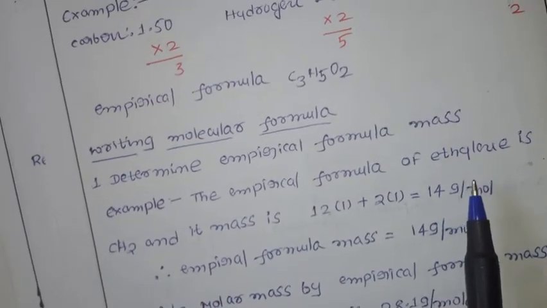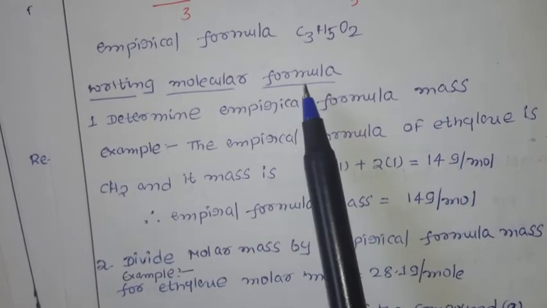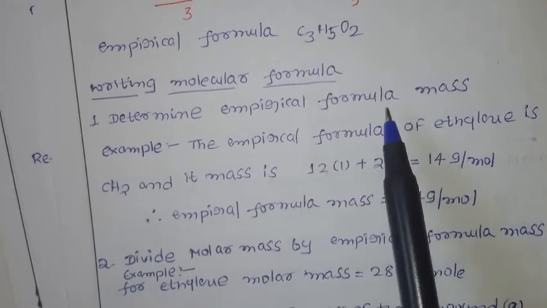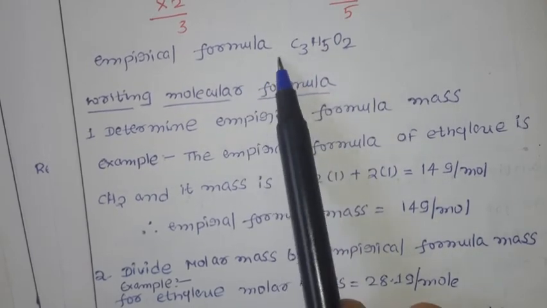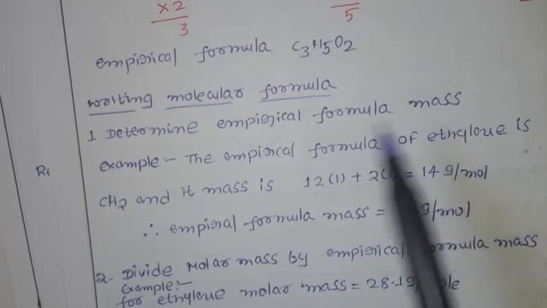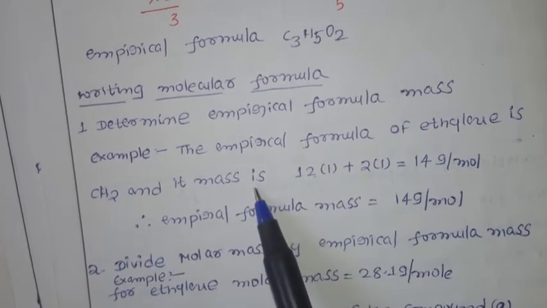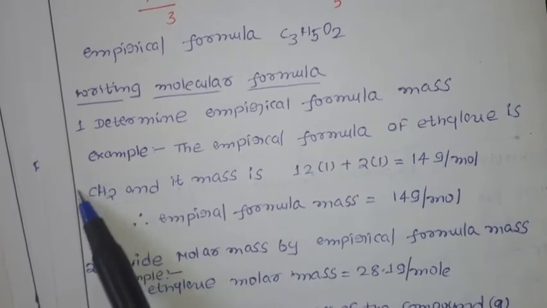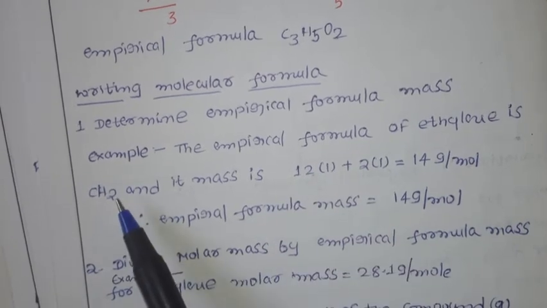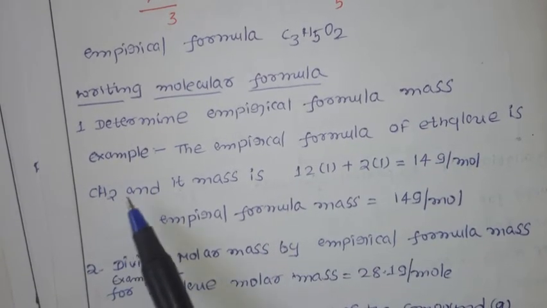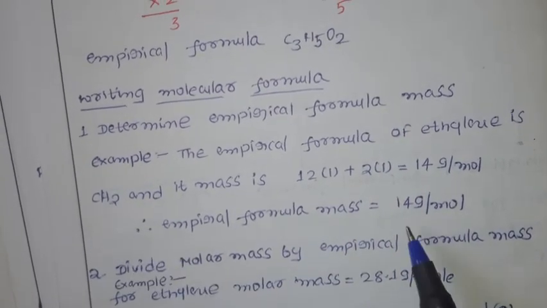Next, once you know the empirical formula, we can come to know the molecular formula. For writing the molecular formula, first determine the empirical formula mass. For example, the empirical formula of ethylene is CH2, and its mass is 14 grams. Why? Because one carbon is 12, hydrogen has mass 1, and here we have 2 into 1. So the total empirical formula mass of CH2 is 14 grams.